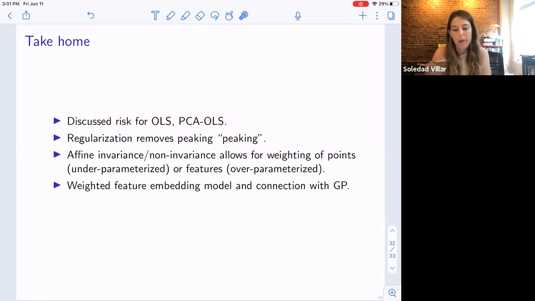So, the take-home message: we discussed how double descent appears and how you can remove it with regularization, in particular PCA or ridge regression. If you have fewer points than dimensions, you can give weights to your points and get weighted least squares. Actually, I'll say it the opposite way: if you have more points than dimensions, which is the classical setting, you can do the weighted least squares that was described before. And if you have the opposite situation, where you have more features, you can reweight your features and get a different regression model.